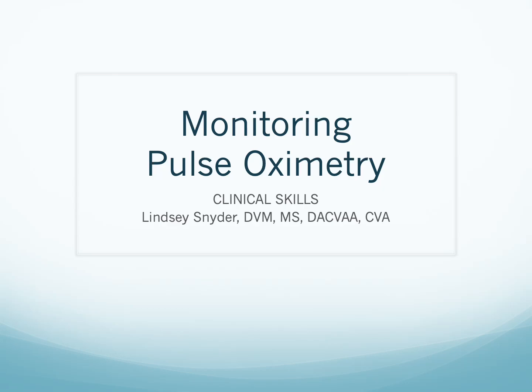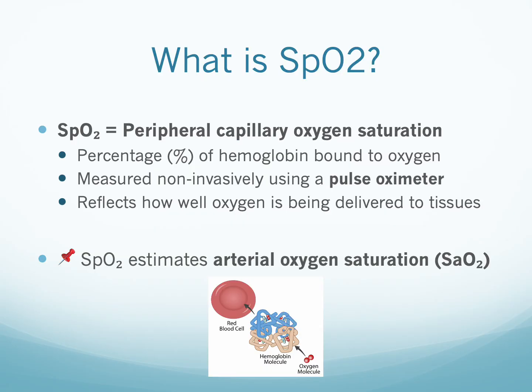We will examine the monitor that is used quite frequently, a pulse oximeter. Pulse oximeter gives us peripheral capillary oxygen saturation. So saturation, which is the big S, P, peripheral, O2. It's the percentage of hemoglobin bound to oxygen. It measures non-invasively using a clip method and reflects how well oxygen is being delivered to the tissues.